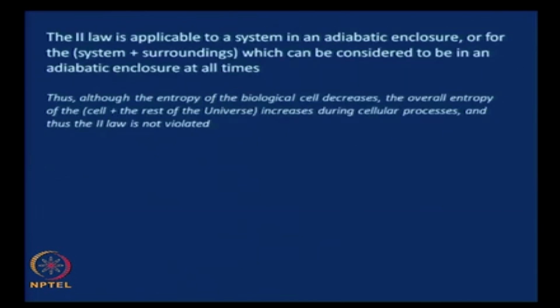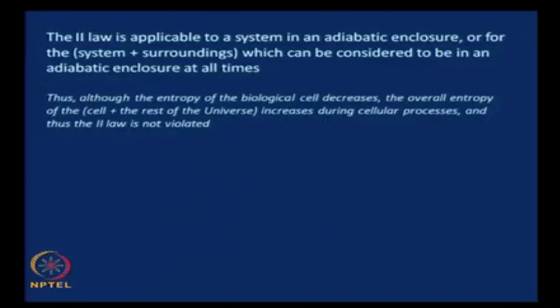The answer is it does not. So far we have not come across something that violates the second law. That is because of the following reason. The second law is applicable to a system in an adiabatic enclosure, or if you take the system and surroundings as a whole, which can be considered in an adiabatic enclosure at all times. Therefore, although the entropy of the biological cell decreases, as implied in the higher order in a biological system, the overall entropy of the cell and the rest of the universe increases during a cellular process, and therefore the second law is not violated.